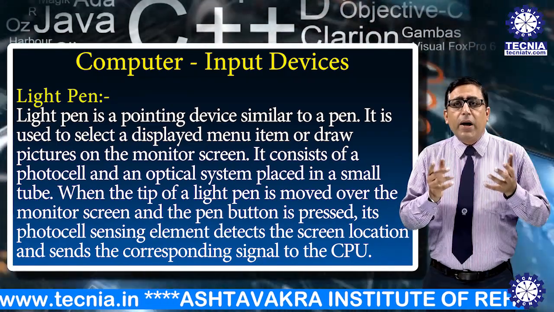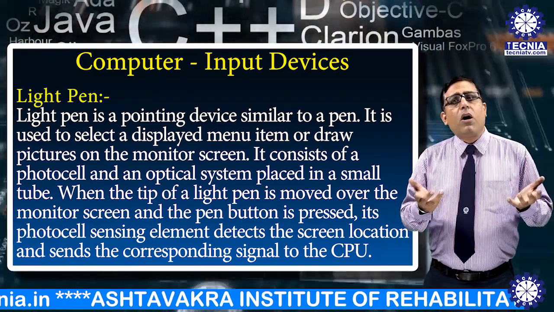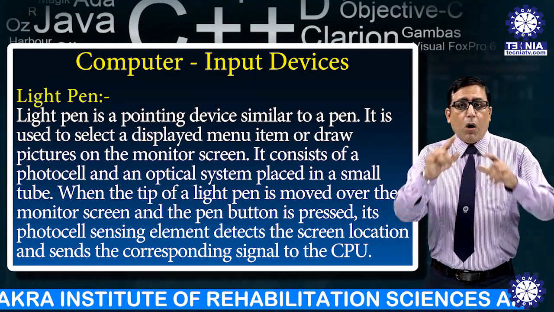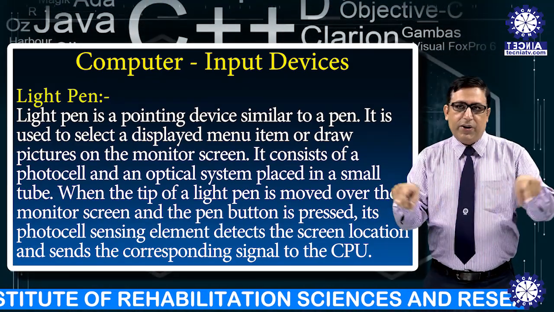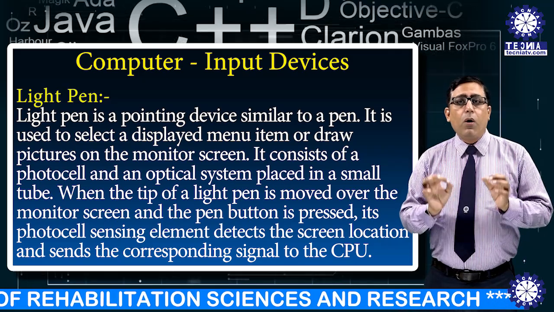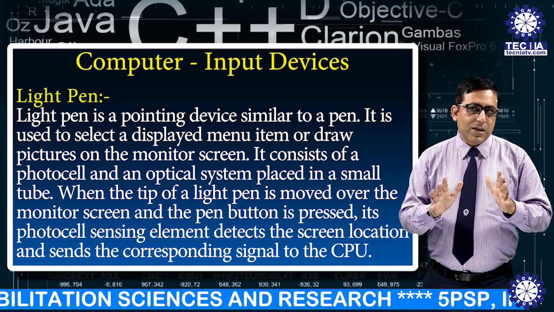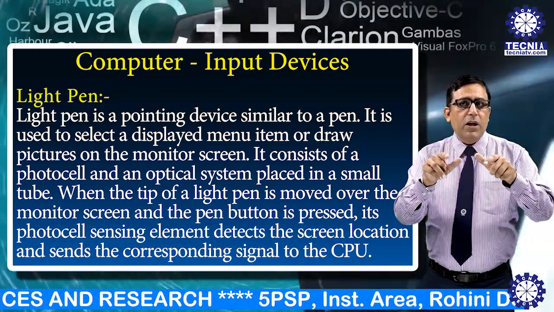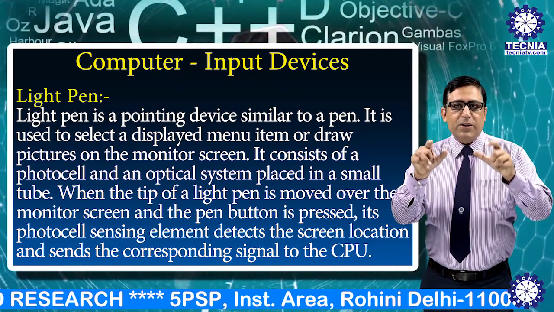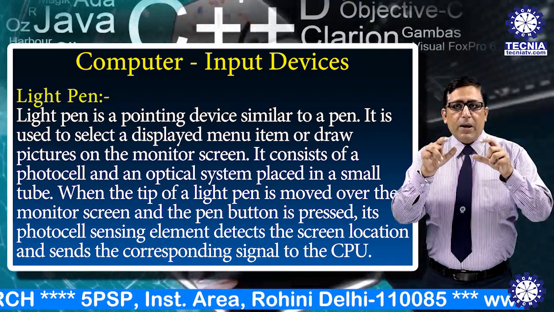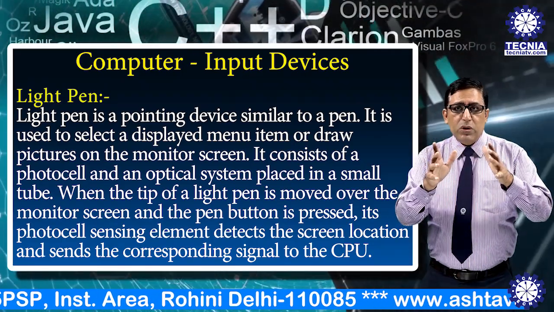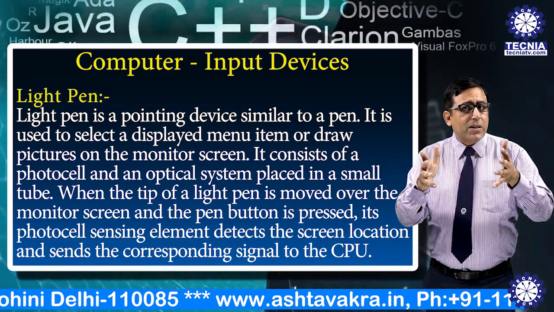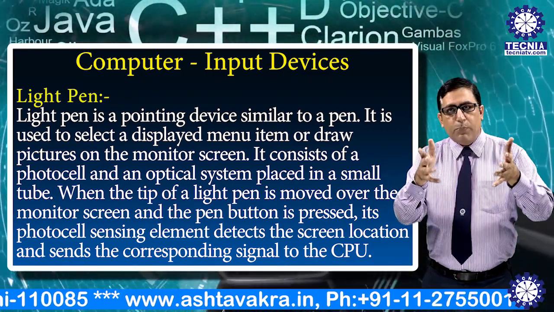Light pen is a pointing device similar to a normal pen. It is used to select a displayed menu item or draw pictures on the monitor screen. It consists of a photo cell and an optical system placed in a small tube. When the tip of a light pen is moved over the monitor screen and the pen button is pressed, its photo cell sensing element detects the screen location and sends the corresponding signal to the CPU.